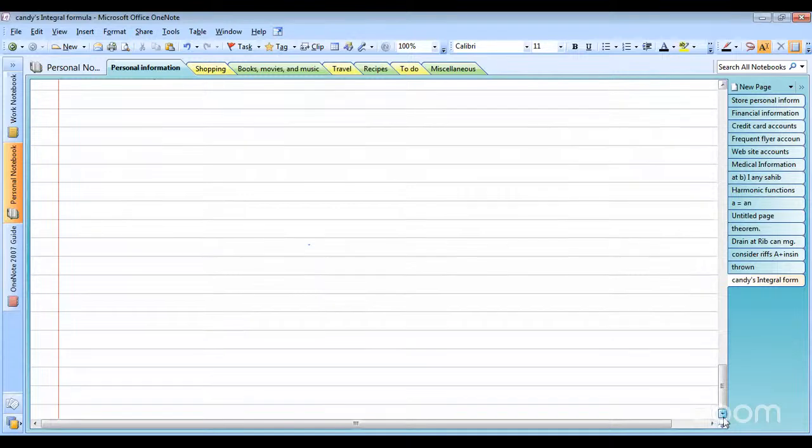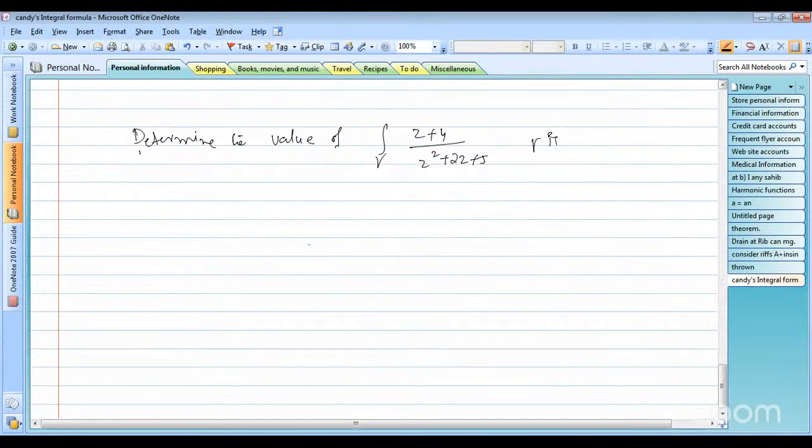Another one. Determine the value of the integral of (z plus 4) by (z square plus 2z plus 5), where gamma is the modulus. So the integrand is analytic everywhere except at the points which are the singularities here. So I'm taking the diagram here.